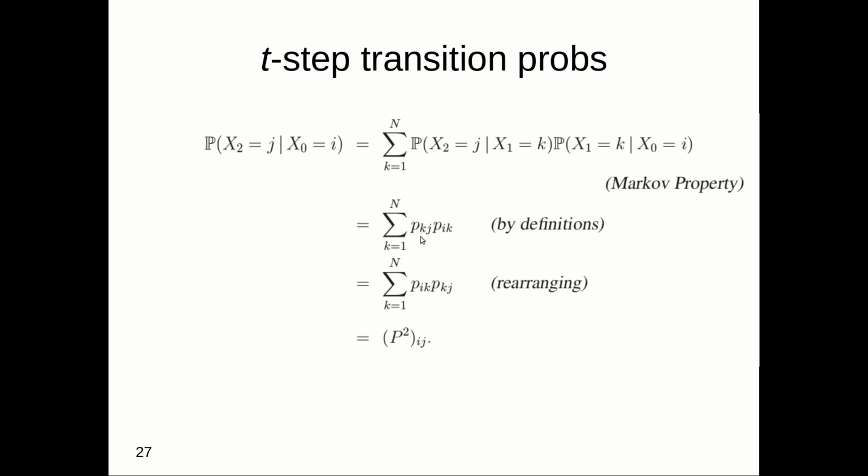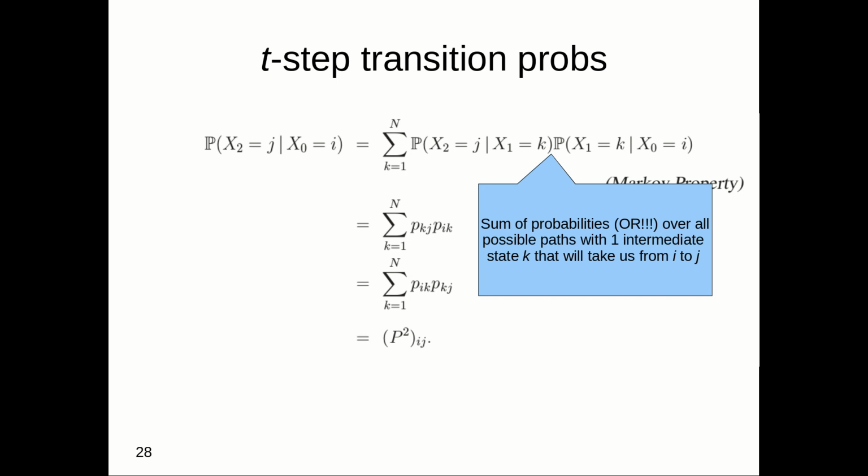Anyway, we can now simplify this a little bit and insert the definition, so insert the transition probabilities from our matrix and rearrange that. Basically what we see here is that if we want the transition probability for 2 time steps, not for 1 time step, we just need to take the second power of our transition probability matrix, and this will give us the transition probability for 2 time steps for going from i to j. So this is pretty neat and simple.